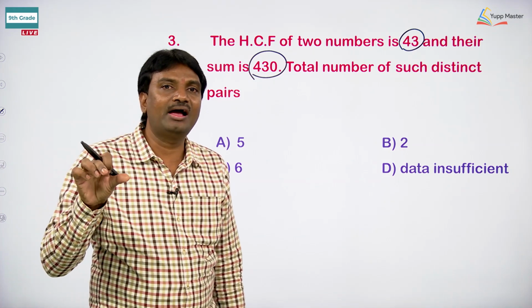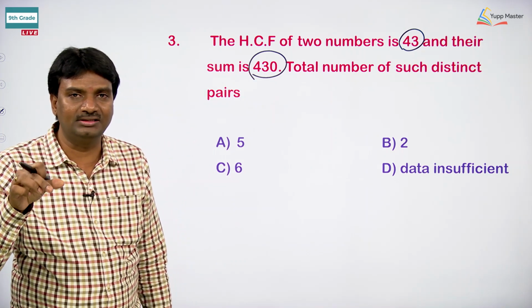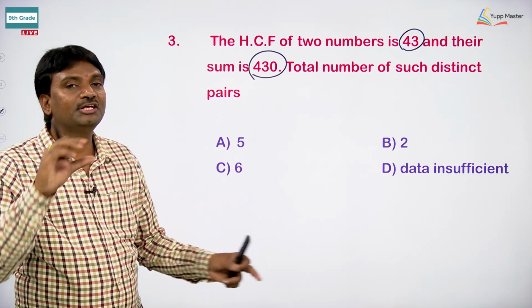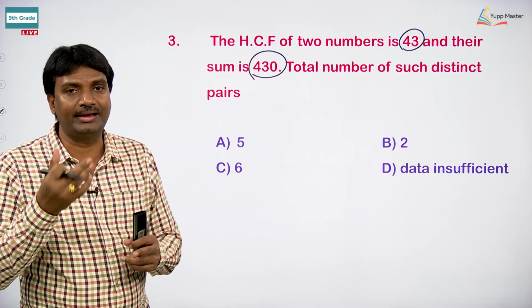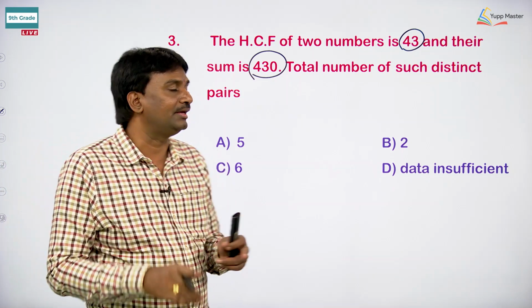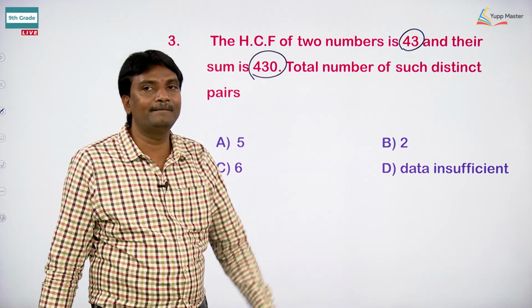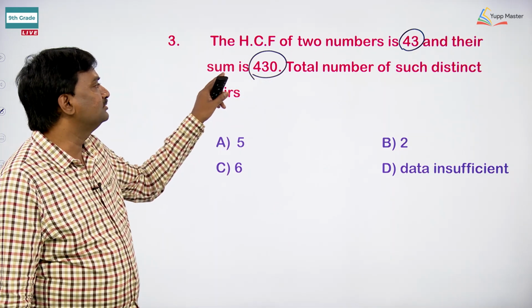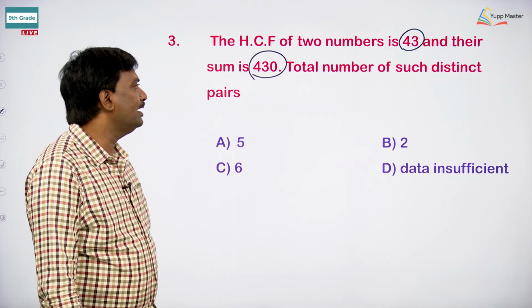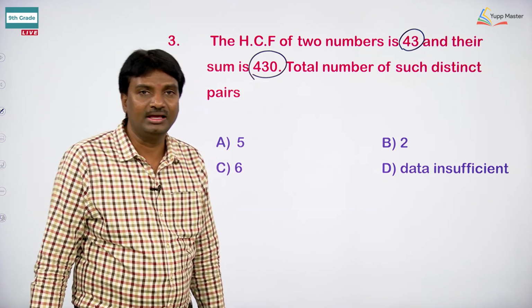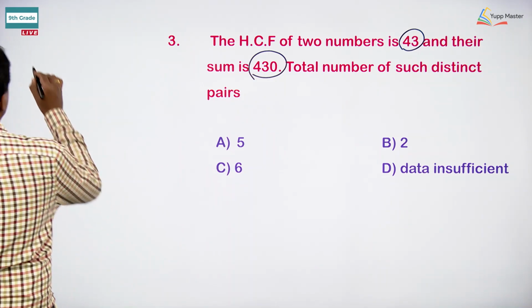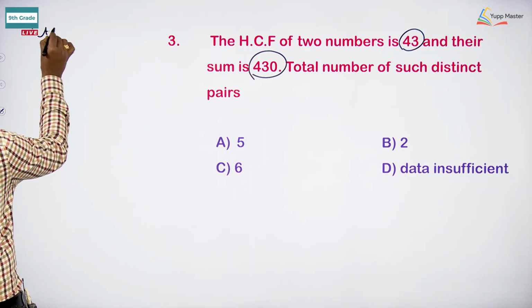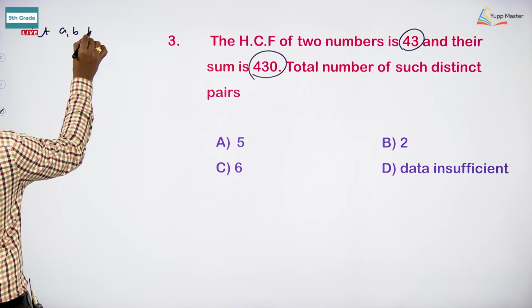So you must get the values of x comma y such that their sum is 10. How many such pairs are there? Here we don't want to find the numbers, just how many pairs are there. So the HCF of two numbers is 43 and their sum is 430. The total number of such distinct pairs is, here I am supposing the two numbers are A comma B.